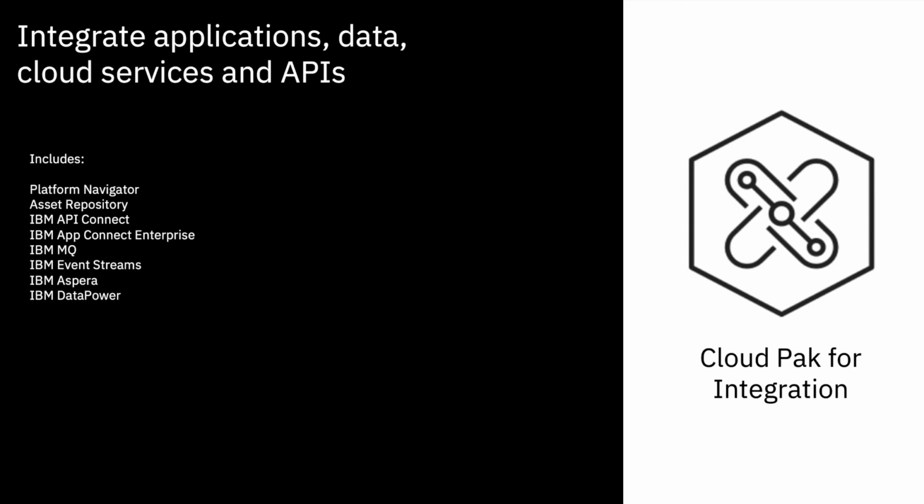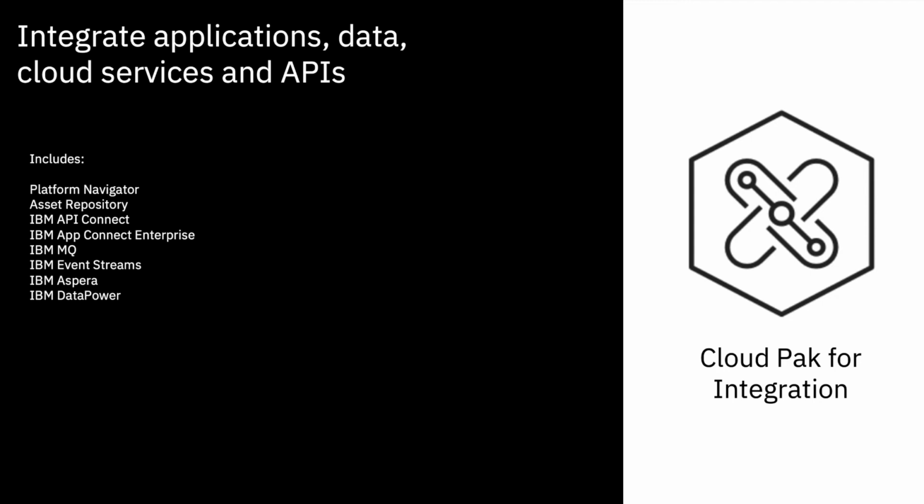CloudPak for Integration introduces the ability to integrate systems in a more agile way. So it enables extended teams to create integrations, allows them to use a range of integration styles, and of course, because it's an IBM Cloud Pak, it also helps embed AI and automation into the process as well. In order to do this, it brings together a whole host of IBM software technology to provide API management, application integration, end-to-end security, messaging, event streaming, and high-speed data transfers.